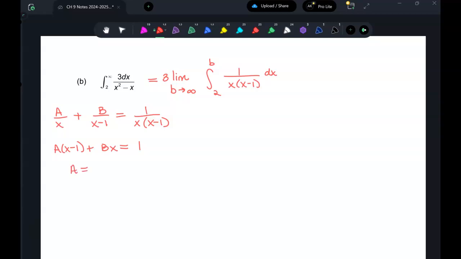What does A equal? What does B equal? A times X minus 1. Okay, guys, you can do this in your head. When X is negative 1, clearly B is negative 1. When X is 1, A is negative 1. When X is 0, B is negative 1 and A is negative 1. I would agree with that.